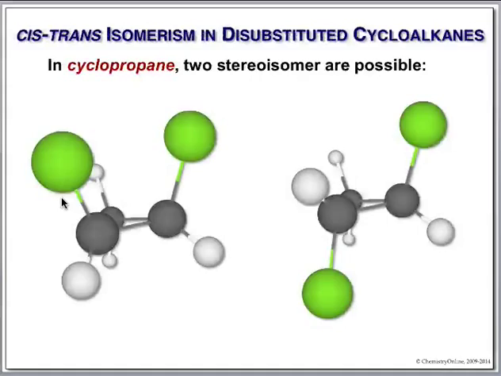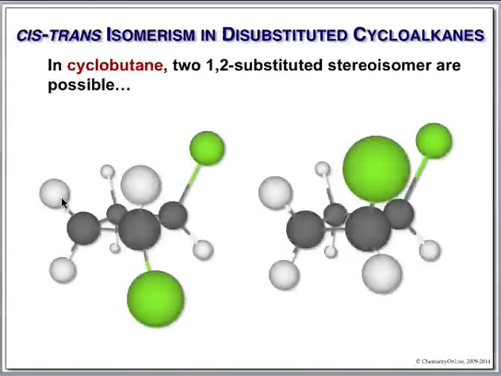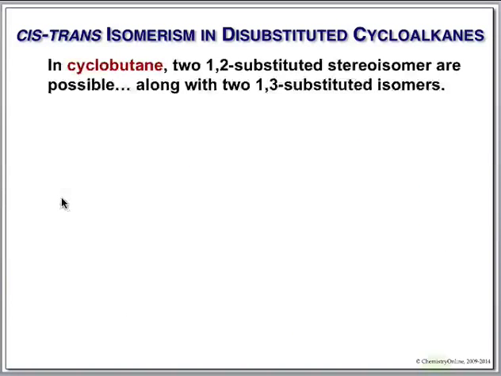If we have a four-member ring, cyclobutane, we can have substituents in carbons one and two, that are likewise on the same side, so they're cis, or on opposite sides, so they're trans. But because we have four carbons in our ring, we could also have substituents at carbons 1 and 4.